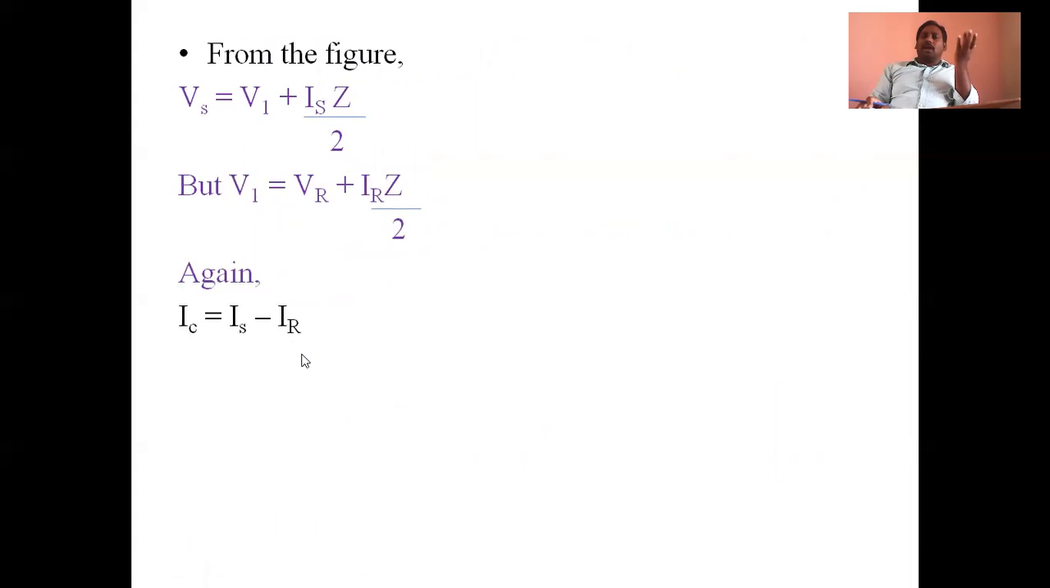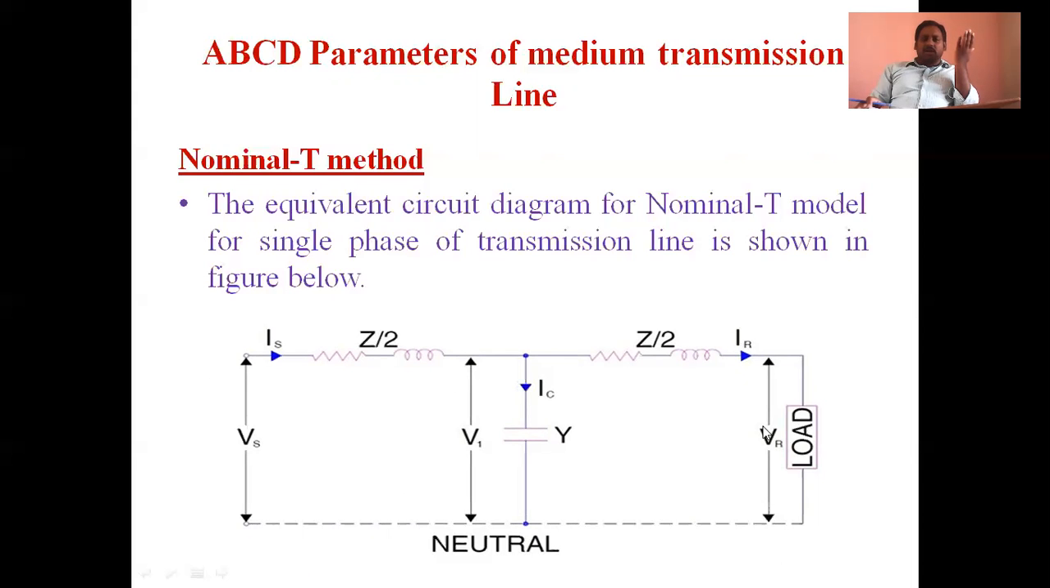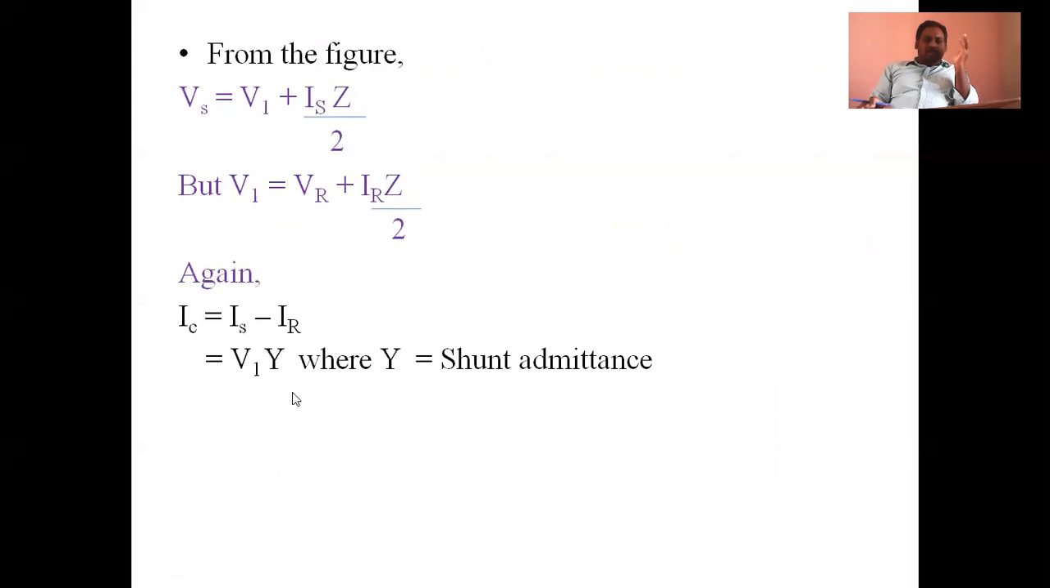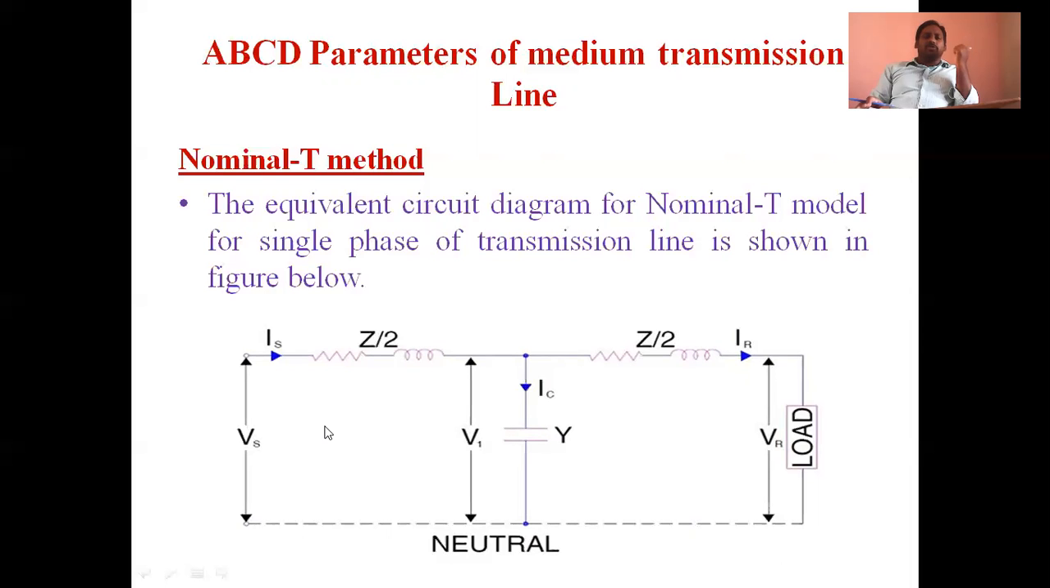Then again IC is equal to IS minus IR. So here this is IC. Generally IS is equal to IC plus IR, so from this IC is equal to IS minus IR. IC is the current flowing through the capacitive reactance, or the susceptance reciprocal, which is V1 by XC, or otherwise V1 into Y.